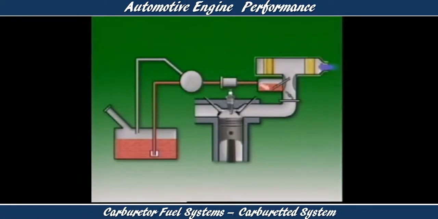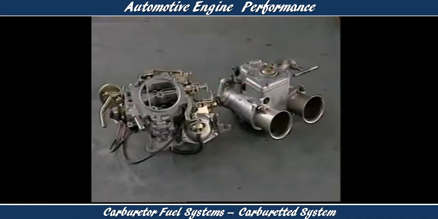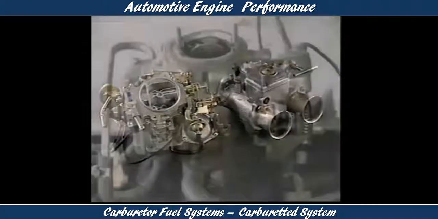An air cleaner supplies clean air. A carburetor mixes the air and fuel and controls how much mixture enters the engine. An intake manifold carries the mixture to the engine. The carburetor has to supply the correct mixture of air and fuel to suit all operating conditions.